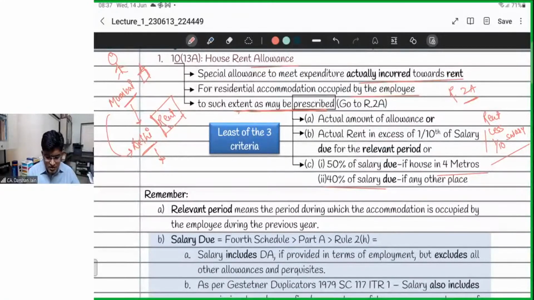We take it by way of an example, you'll understand it better, but then it is the least of the three. When you look at the point C, you would notice that it is 50% for metro and 40% for other places. The reason is again simple. Metros have a higher cost of living, higher amount of rent got to be paid, and therefore 50%. For other places, it is 40%. Why 50 and why 40? I cannot justify that. However, 50 and 40 looks logical. 40 is 10% less. The reason is because with other towns, the cost of living is a little on a lower side.